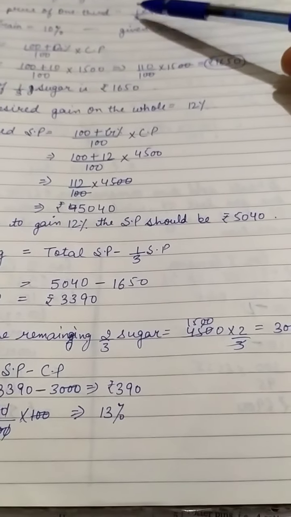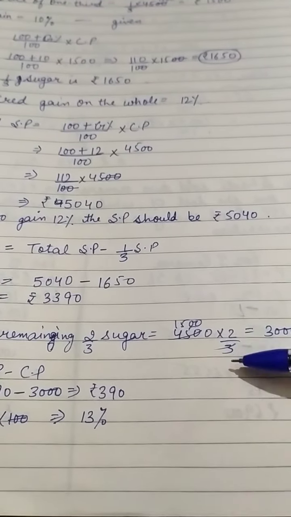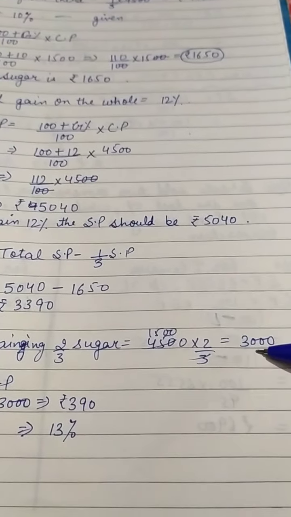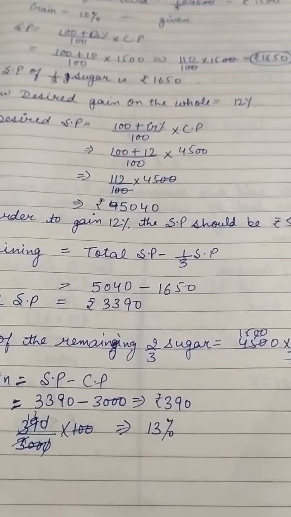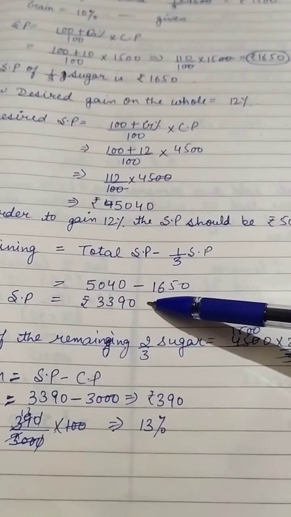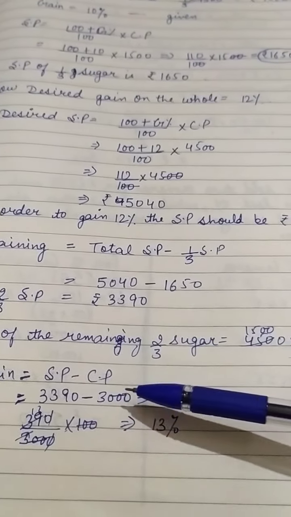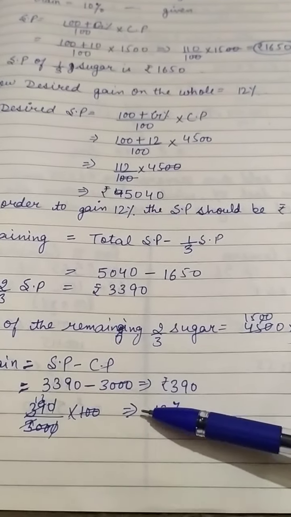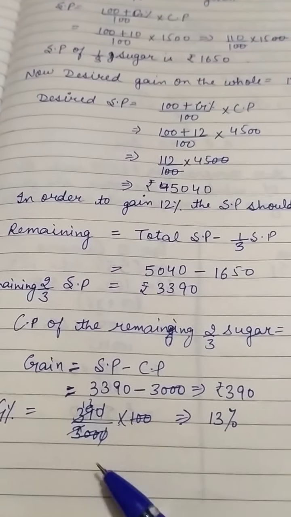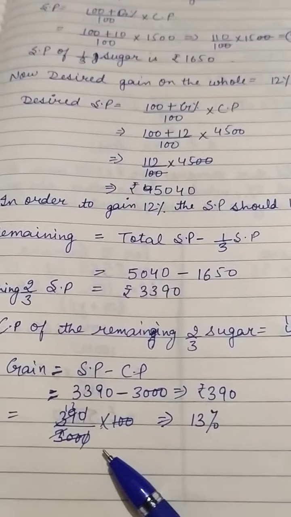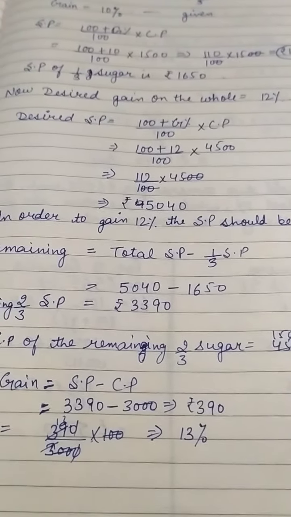We know the total cost price, that is 4500, and we will find 2/3 of it. So we will solve this. So we have 3000 as the cost price of 2/3 sugar. Now we have the selling price and also the cost price of 2/3 sugar. So we can easily find the gain, 3390 minus 3000, that is 390 rupees. Now we can find the gain percent also by putting the same formula, gain upon cost price into 100. So we have 13% as the gain percent.